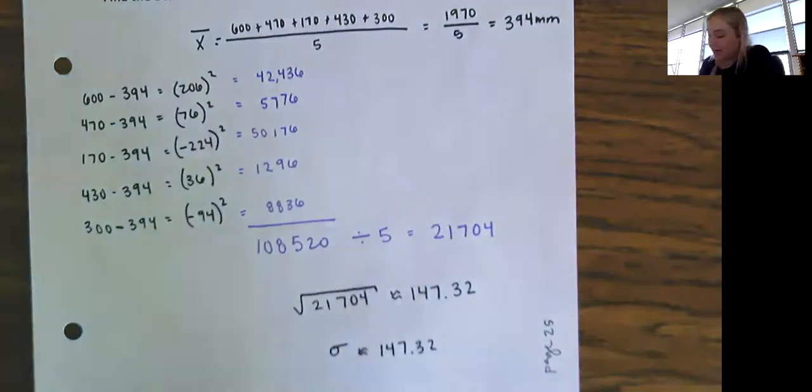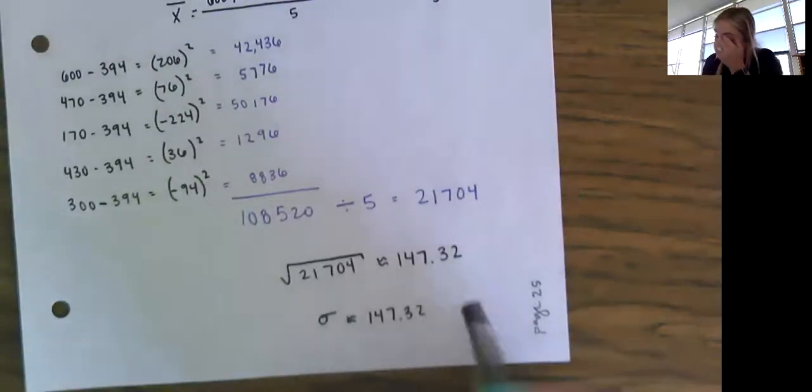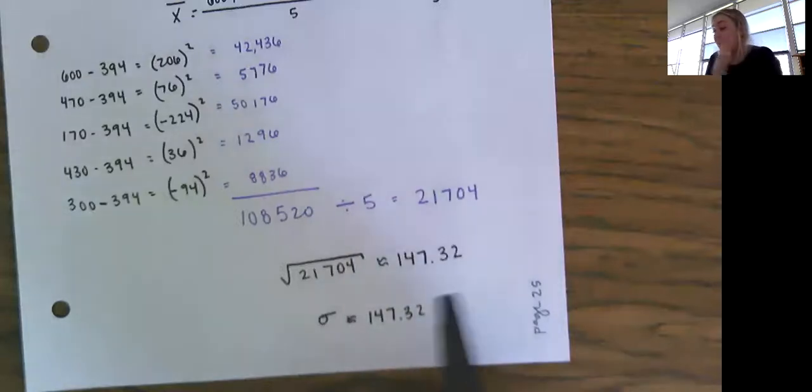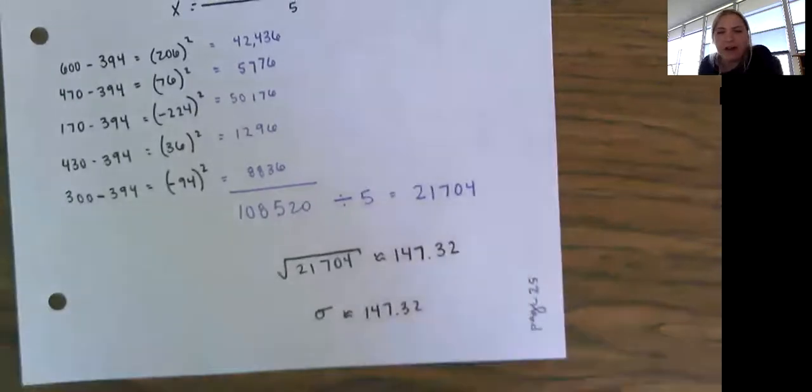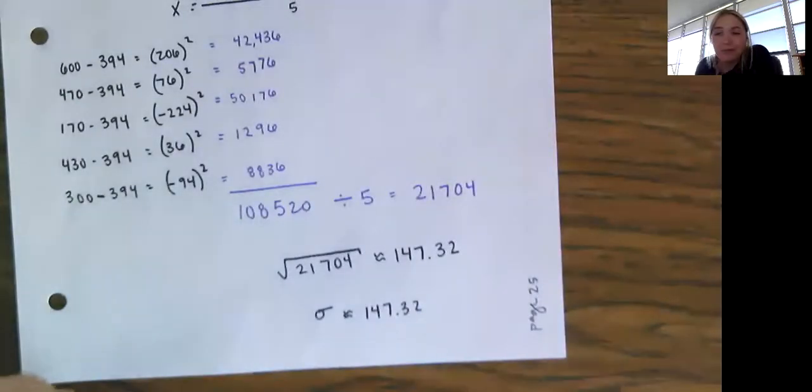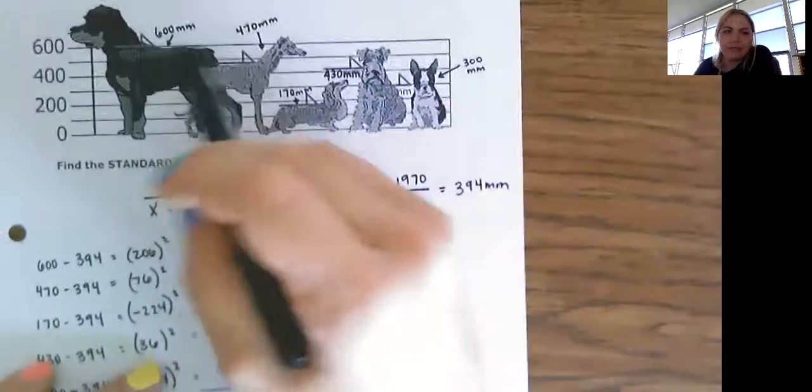So I've now got my standard deviation here. This can tell me how spread out the data is. So the dog heights on average are about that far from the average. Now, that's a pretty big number. I want you to think about why that's a big number. What do we notice about the sizes of dogs?